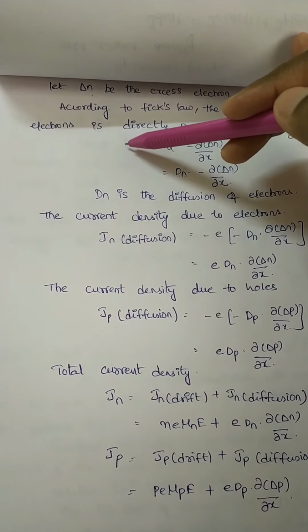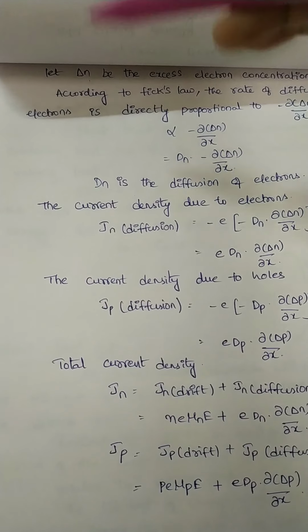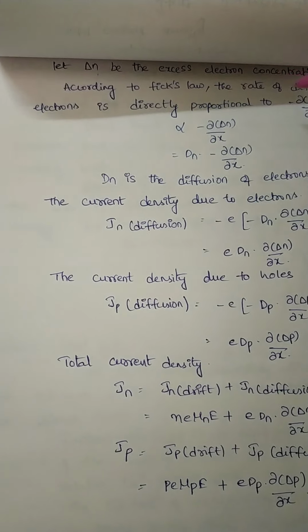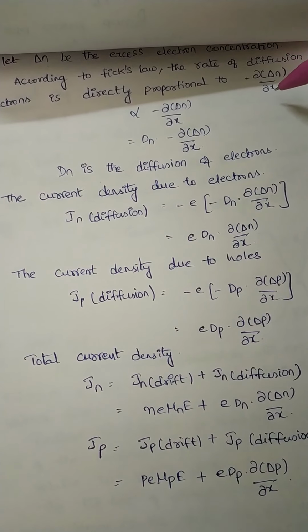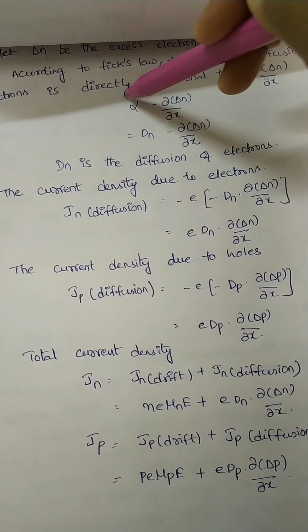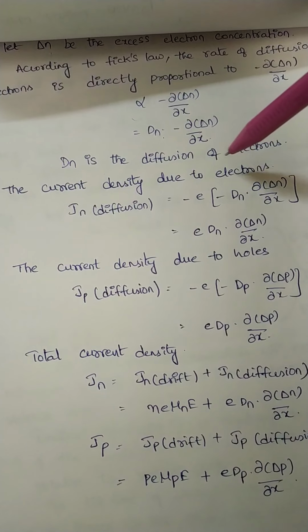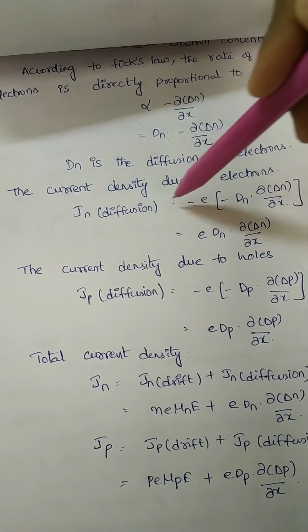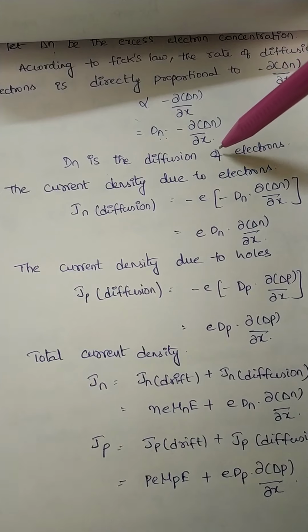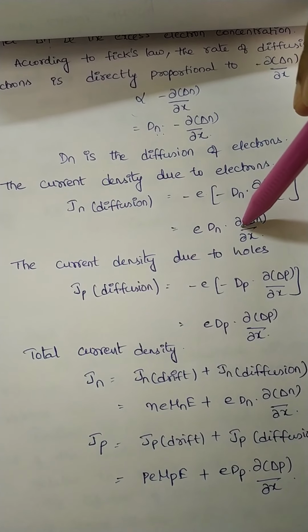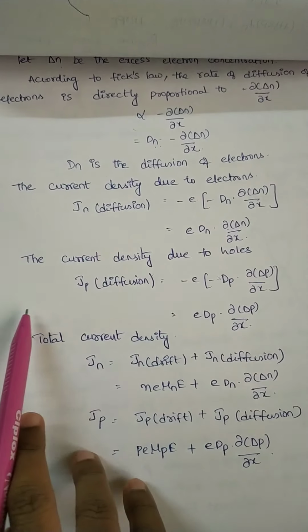Now we have to find the formula for diffusion, but we don't know any formulas, so we take the formula from Fick's law. According to Fick's law, the rate of diffusion is directly proportional to minus dou of delta n by dou x. This proportionality constant is represented as Dn, where Dn is the diffusion coefficient of electrons. Now the current density Jn diffusion is equal to minus E into minus Dn dou of delta n by dou x. This is the formula for Jn diffusion, and similarly for Jp diffusion.